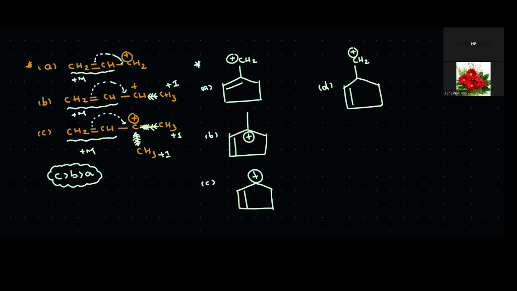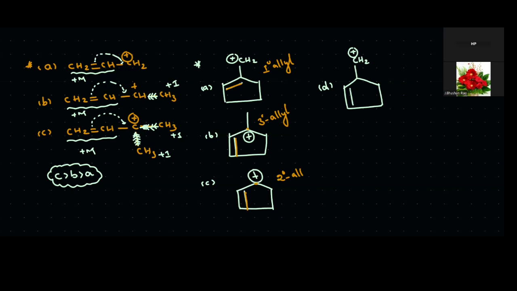It is a primary allyl carbocation. Now, coming to this one. This carbocation is a tertiary carbocation, and at the allyl position one double bond is present. So it is a tertiary allyl carbocation. Now coming to this one, this carbon is attached to two carbons and an allylic group is also present. Here also allylic group. Now it is a secondary allyl carbocation.